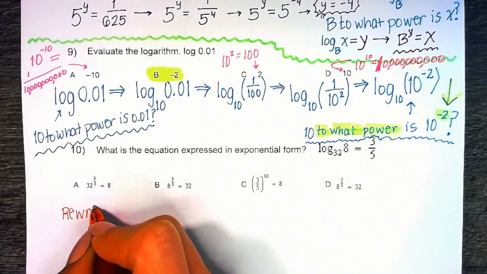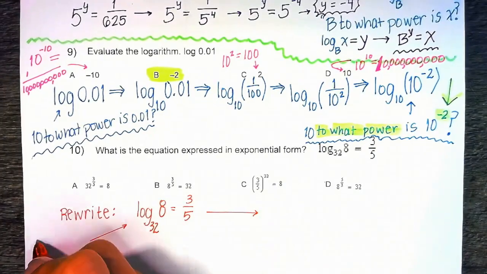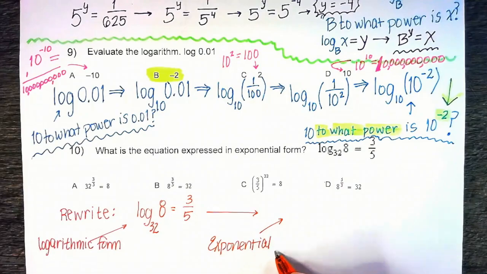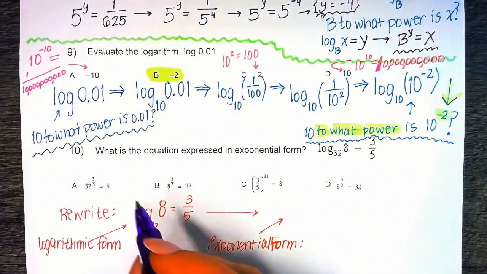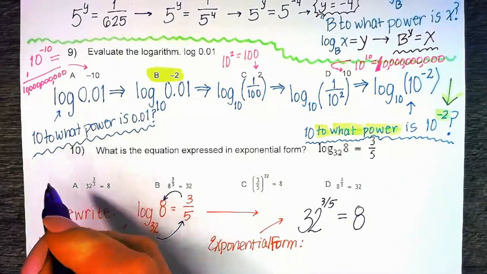If you need extra support with this example, you should definitely look at numbers 6, 7, 8, and 9, as they all support exactly what we're doing here. We're taking our logarithmic form and converting it to exponential form.